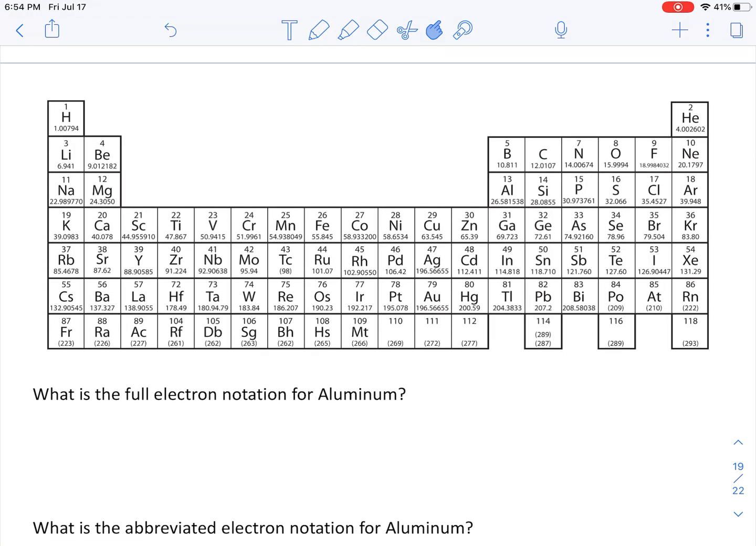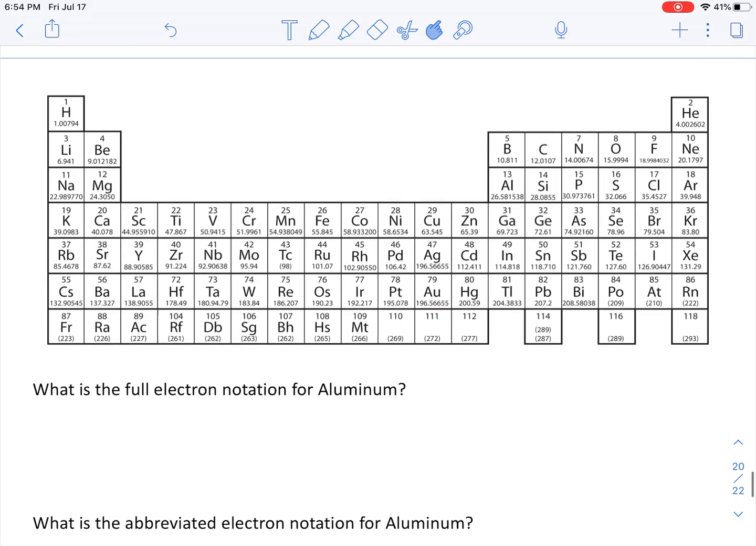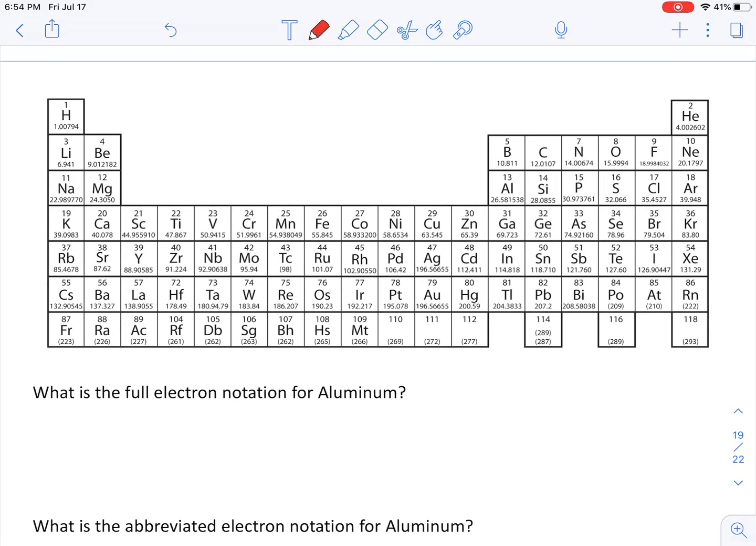No, you won't have to know any of those exceptions. So here are the types of questions that you're probably going to be asked about these things. You're just going to be asked about the electron notation for these things. So this one here says, what is the full electron notation for aluminum? All right, well, let's find aluminum.